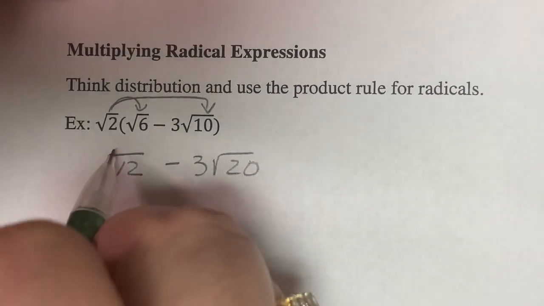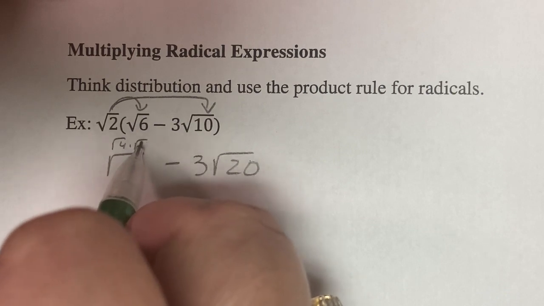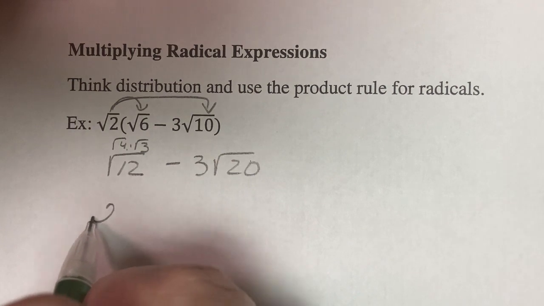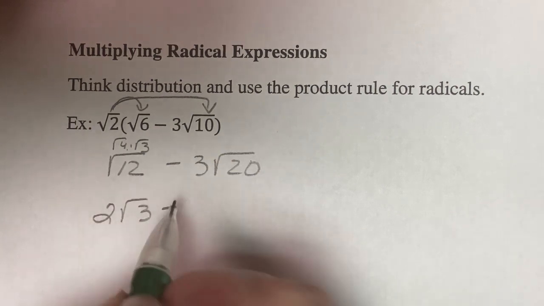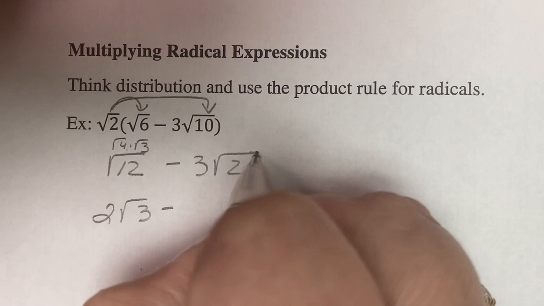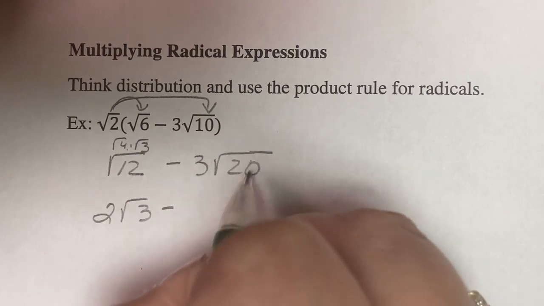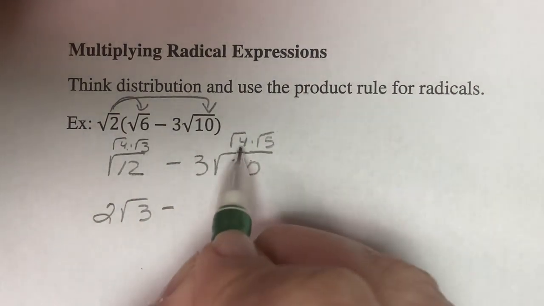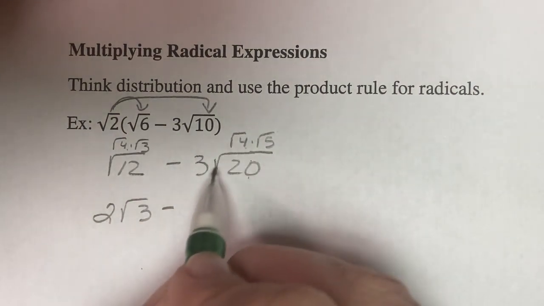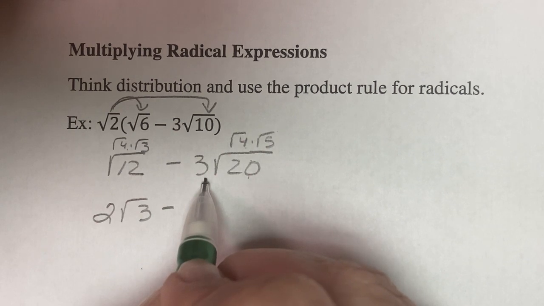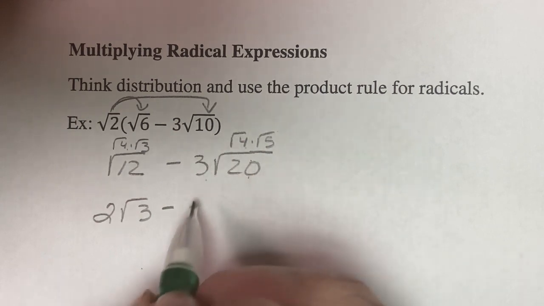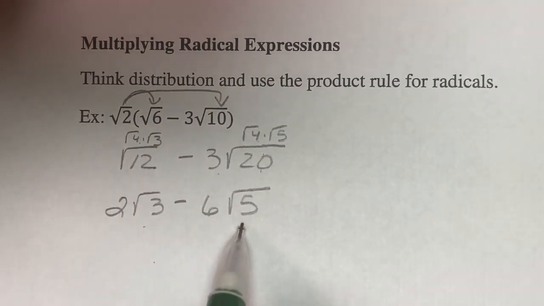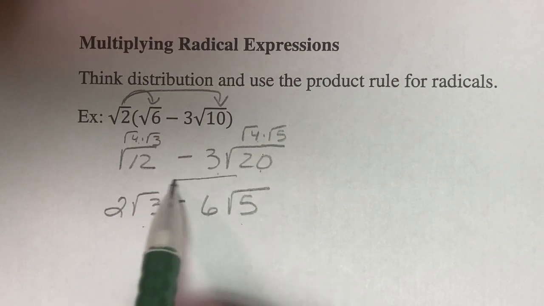Well, root 12 is really root 4 times root 3, and the root 4 is 2, so that's going to be 2 root 3 minus, what is root 20? Simplify down. Well, 4 goes into there, so that's root 4 times root 5. And root 4 is 2, but there's already a 3 out here, so those have to be multiplied. So 2 times 3 is 6, and that leaves me with root 5. Can I combine these? Can I subtract them? No, because the radical parts are not the same.